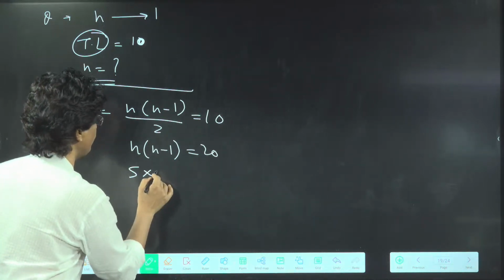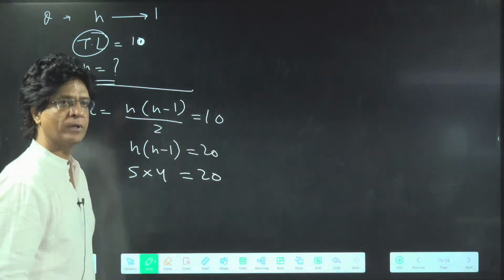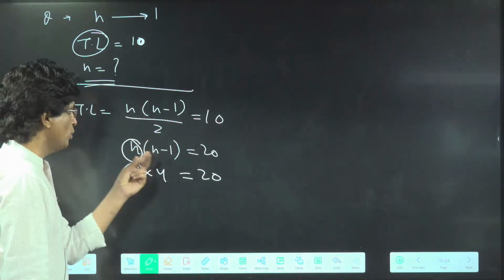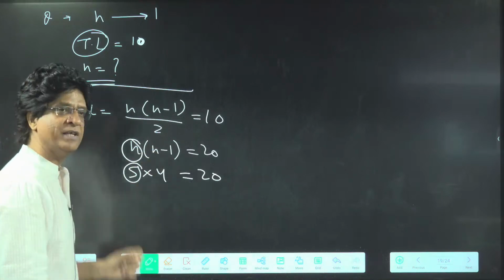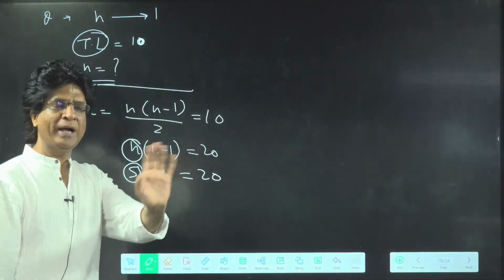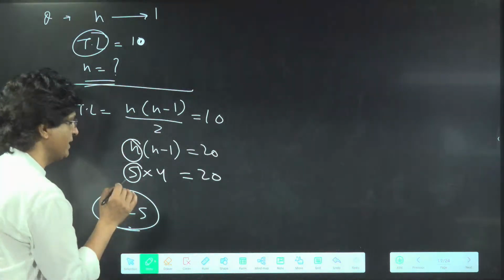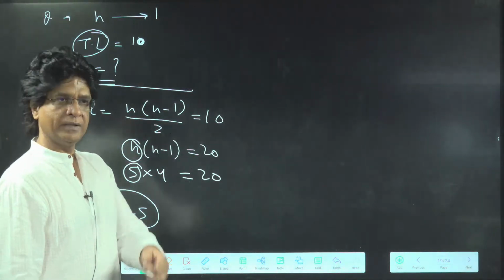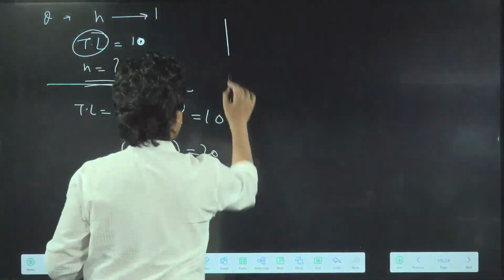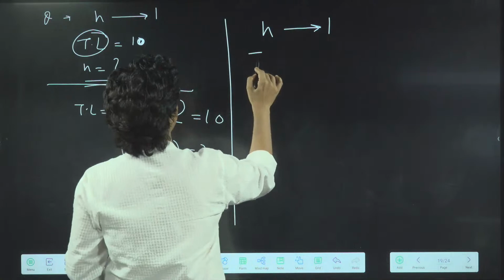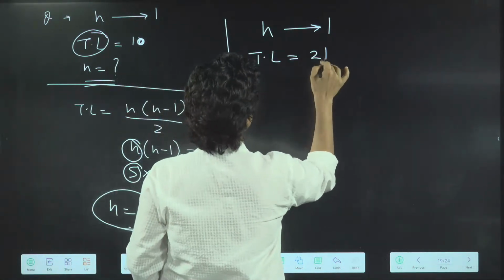So 5 into 4 is equal to 20. Your answer will be the bigger number: n will be 5 and n minus 1 is 4. There is no need to do any quadratic equation. So n will be 5. The electron will jump from orbit number 5. Yes or no?